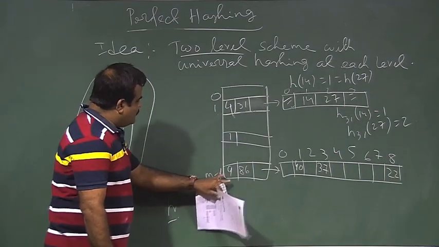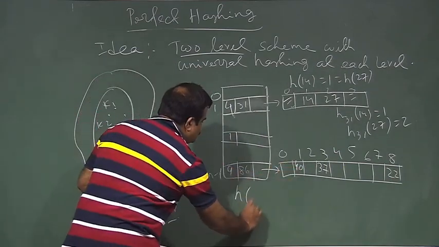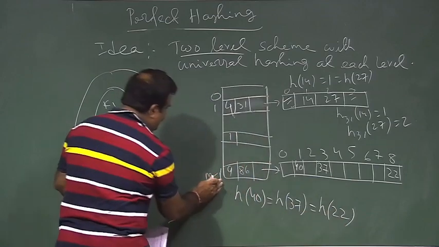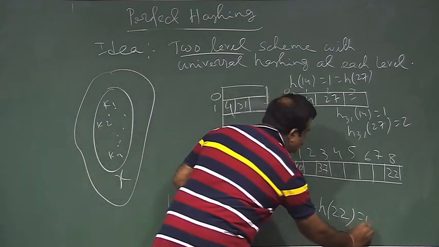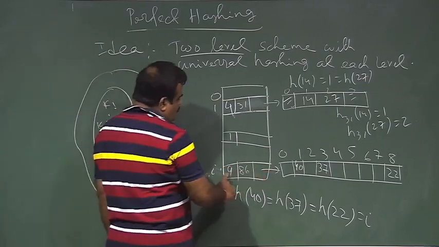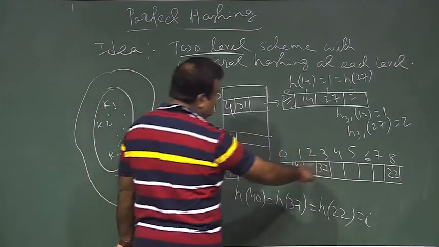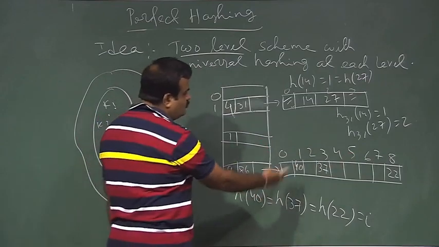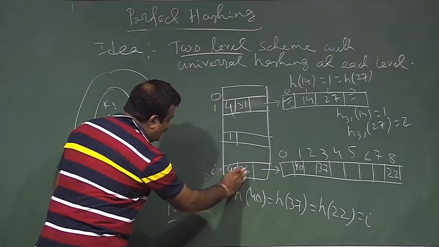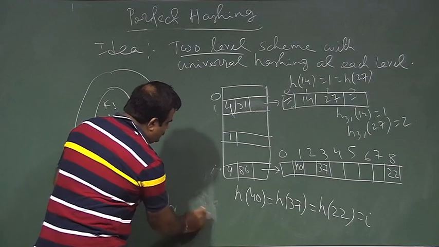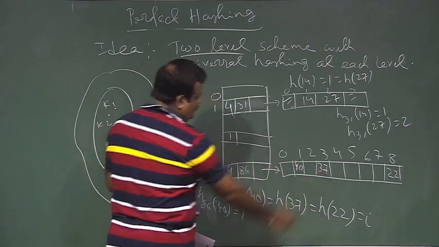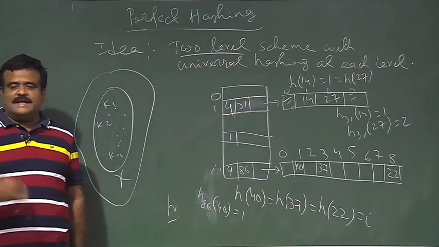We know in the first level these are colliding, so h of 40, h of 37 and h of 22 map to the same slot, say the ith slot. So there are 3 keys colliding in the ith slot in the first level hashing. For the second level we need 3 squared, which is 9 slots, and we need to use a different hash function. That hash function we get from h_a. So a is 86, and h_86 of 40 is 1. This is how we do it. So this is 2-level hashing.